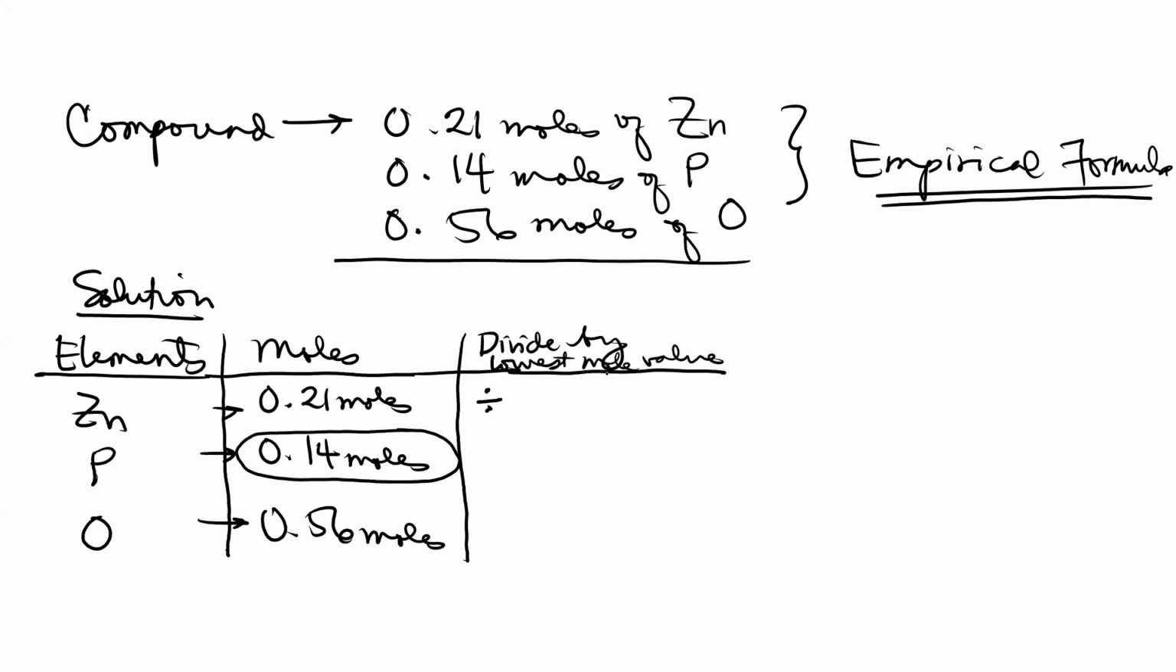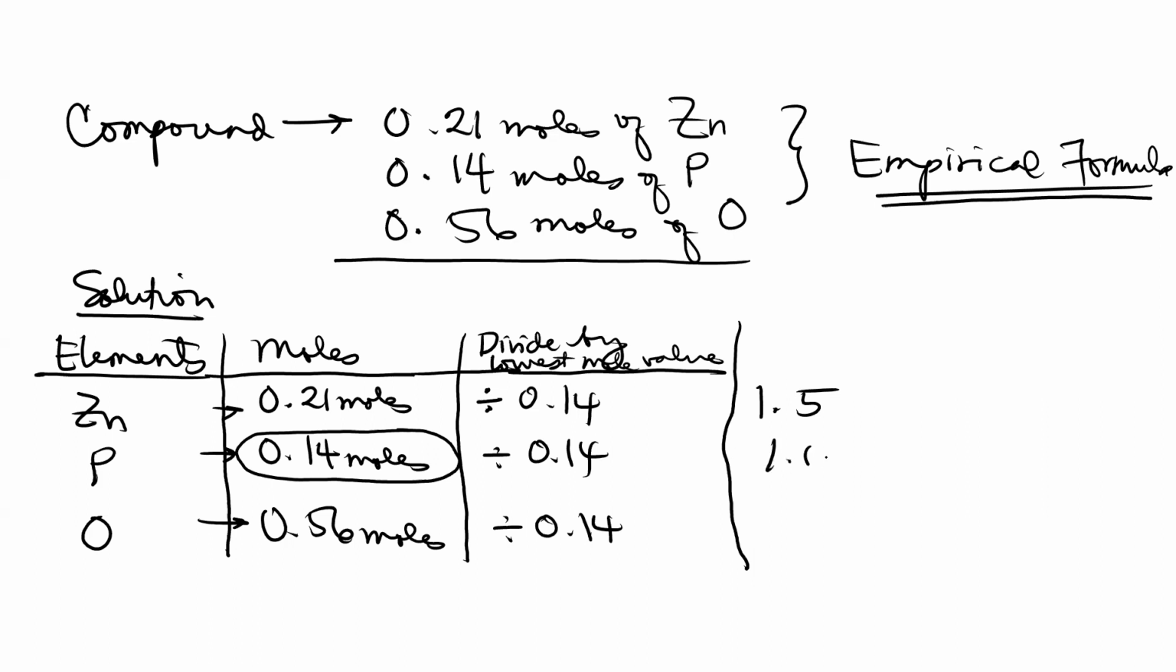Okay? So divide that by 0.14, divide by 0.14, divide by 0.14. And so we get our answers here. So 0.21 divided by 0.14, that's 1.5. 0.14 divided by 0.14, that's 1.